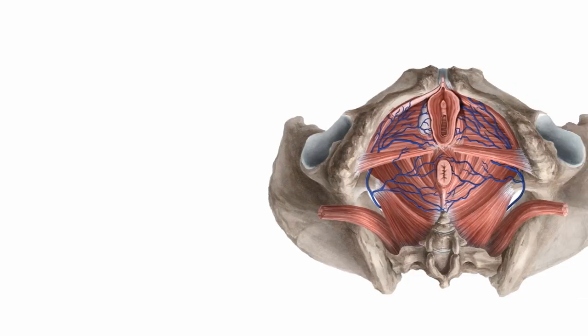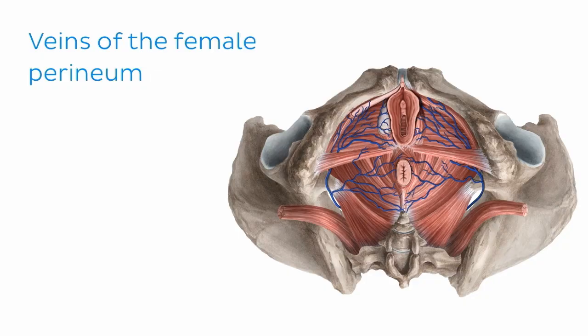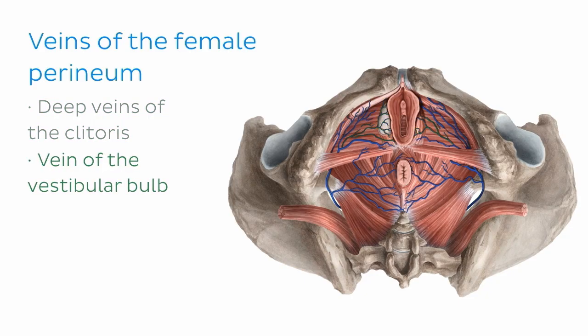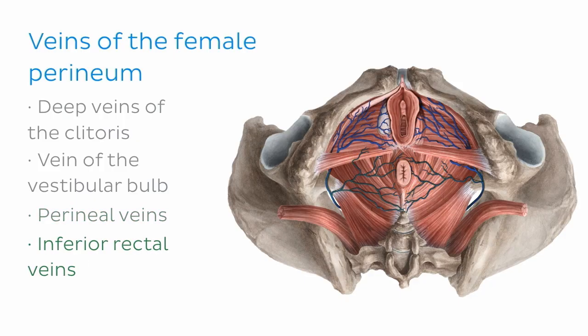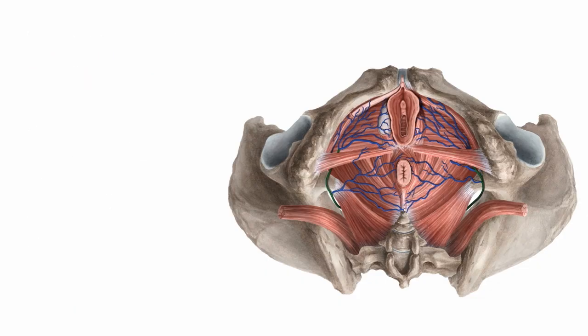So the veins of the female perineum have a very similar distribution to the arteries that we just looked at, and there are 5 of these. And these include the deep veins of the clitoris, the vein of the vestibular bulb, the perineal veins, and the inferior rectal veins, and all of these drain into the internal pudendal vein. Let's begin, of course, with our deep veins of the clitoris.